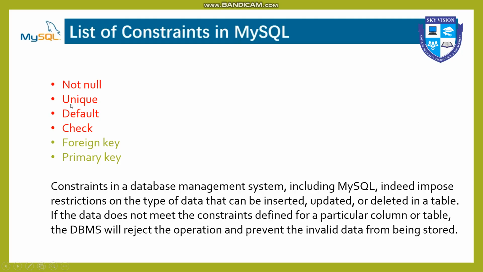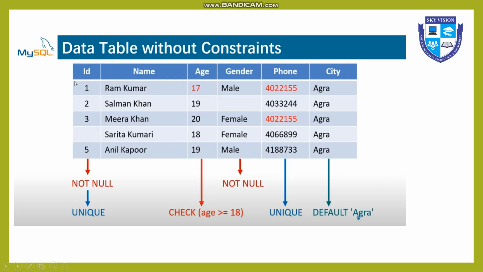After that, the second constraint is called unique. Unique means I want unique IDs in the ID column. If anybody tries to put the same kind of ID number, then we are not accepting that data.